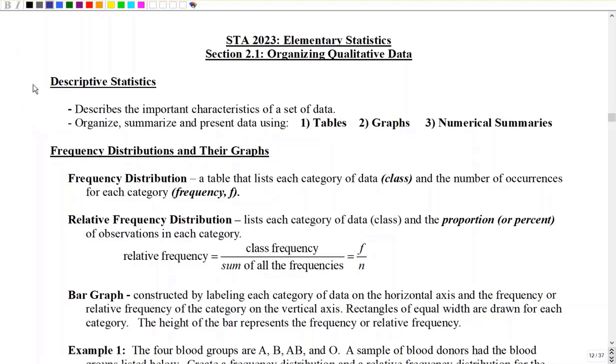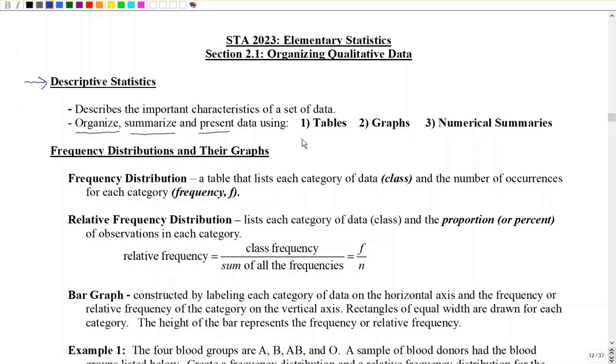So now we're going to begin Chapter 2 on descriptive statistics. And remember, we already defined this previously as the branch of statistics where you try to figure out how to describe the important characteristics of your data. So in descriptive statistics, this is where you figure out how to organize, summarize it, and present it.